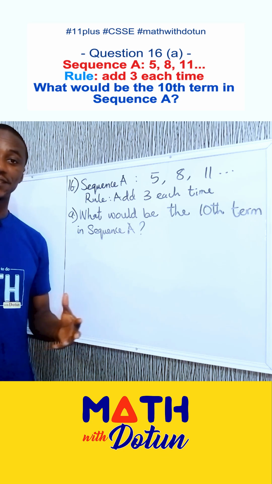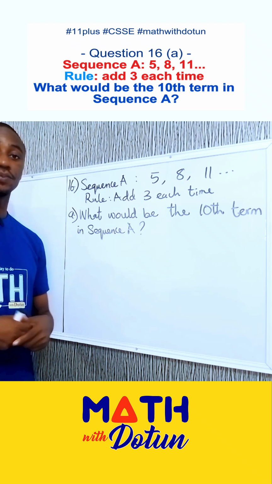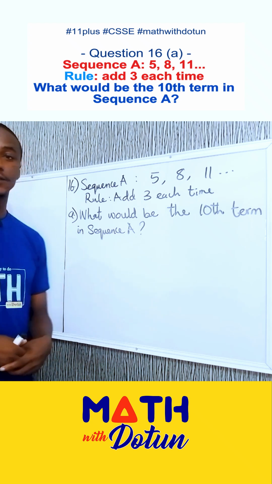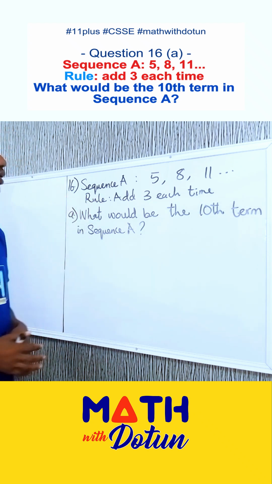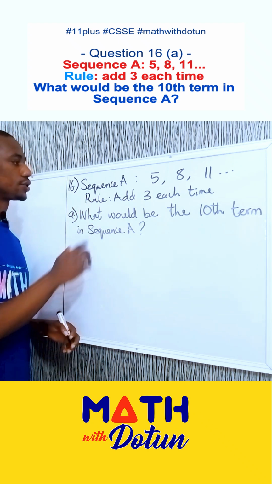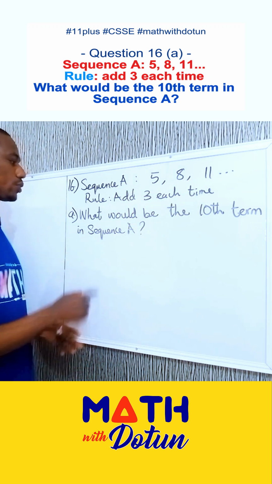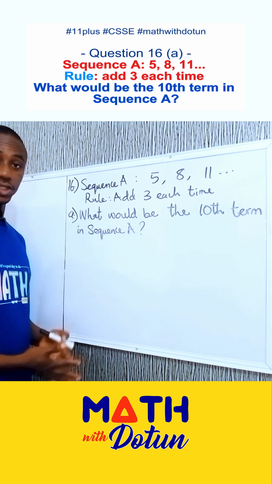All right, this is question number 16. Remember, we're working through the 11 plus exam past questions. And this is about sequence. We have the sequence given to us, sequence A, which is 5, 8, and 11. We're also told that the rule is to add 3 each time.